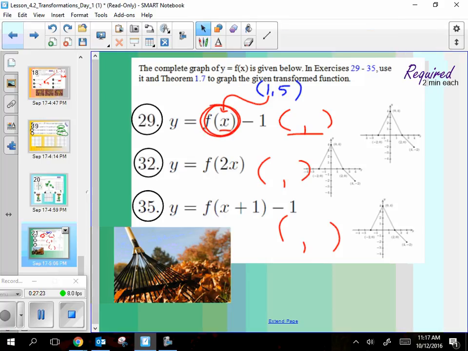Okay, so there's your homework. Again, we are adjusting this. You are not graphing it. You are moving the point, finding a new point for 1 comma 5.